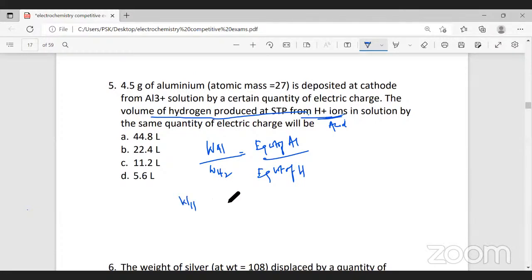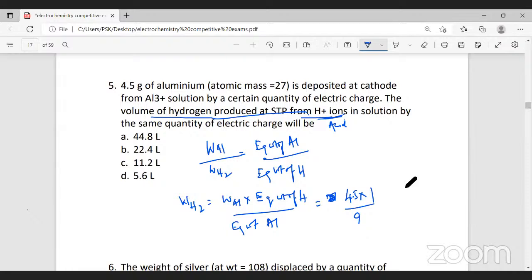Weight of hydrogen will be weight of aluminum into equivalent weight of hydrogen divided by equivalent weight of aluminum. The weight of aluminum is 4.5. The equivalent mass of hydrogen is 1. The equivalent weight of aluminum is 9. So on simplification, the mass of hydrogen will be 0.5 grams.